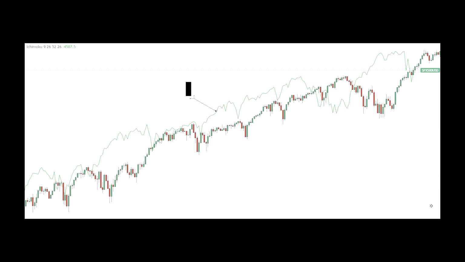The last line is the green line, which is known as the lagging span. It's calculated by taking the current price and plotting it 26 trading periods into the past on the chart. And the trend is deemed to be upward when the green line is above the price, and downward when the green line is below the price.